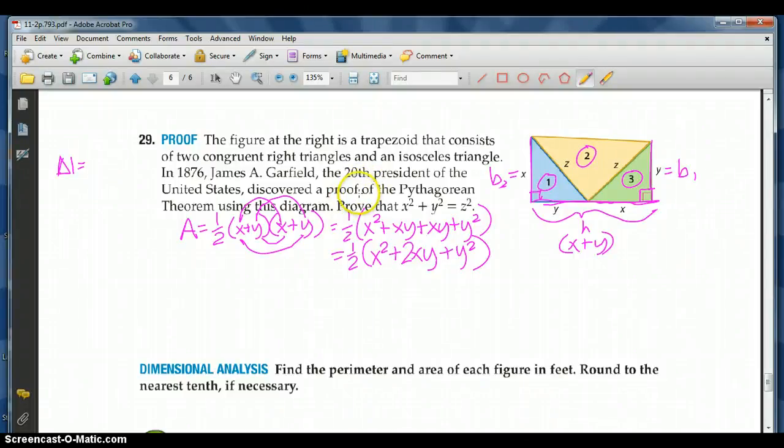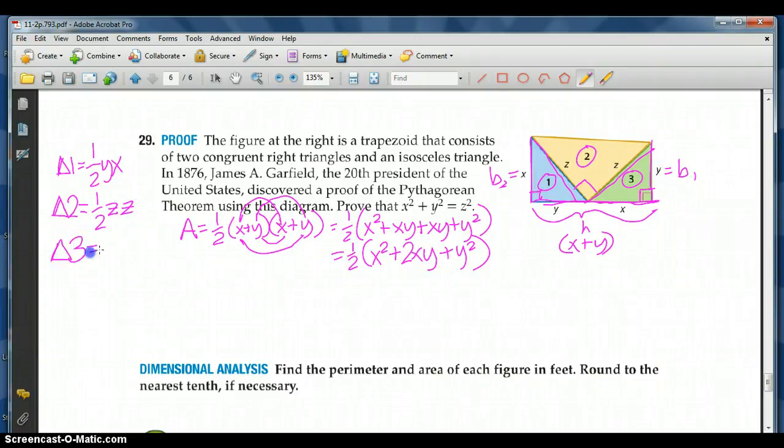Alright, picking up where we left off in the last video on number 29, we want an expression for the area of triangle 1. So we want half of the base times the height, where the base is y and the height is x. And for triangle 2, our base and height would be the legs, since it's a right triangle, so the height is z and the base is z, so half of z times z.